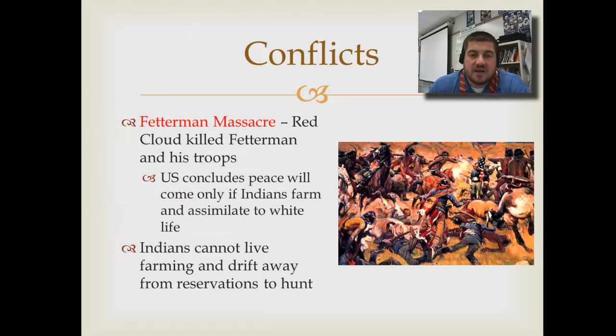The Fetterman Massacre is when Red Cloud and his Indians killed Fetterman and his troops. And the U.S. after this concludes that peace could only come if the Indians learn how to farm and, quote-unquote, assimilate to white life. And we'll go over assimilation here in a little bit. But the Indians cannot live only farming, and they drift away illegally from their reservations to hunt.